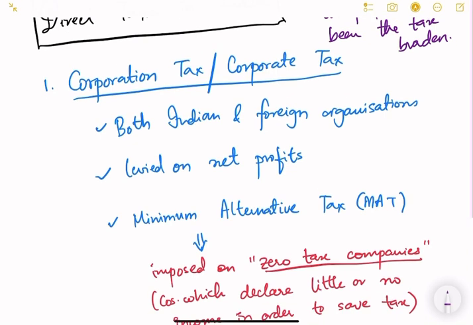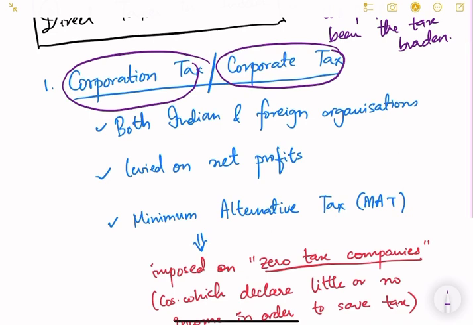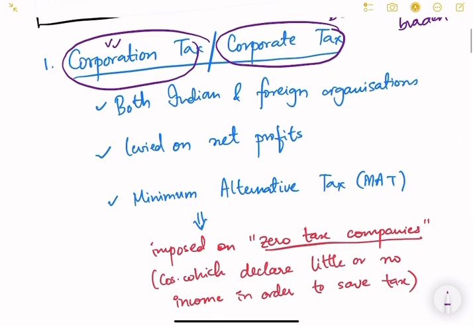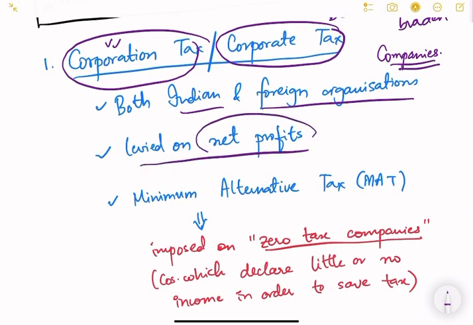The first one is the corporation tax or corporate tax as we call it. In the Indian annual financial statement, we will see that it is written as corporation tax. So as the name itself suggests, it is levied on the companies or organizations under the Income Tax Act. So both Indian and foreign companies, Indian and foreign organizations have to pay the corporate tax. It is levied on the net profits of the company.